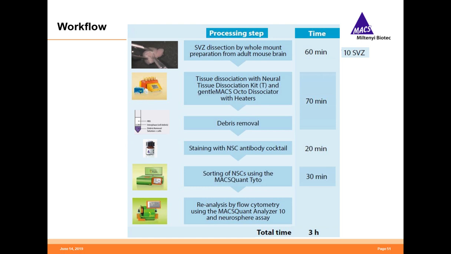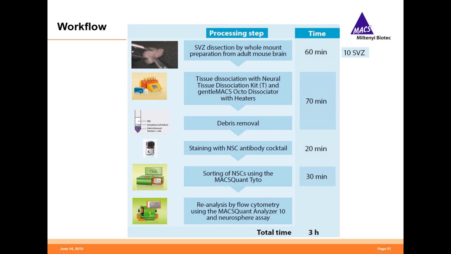The workflow looks like this. So we first dissect the SVZ by whole mount preparation from adult mouse brain. Here we recommend to use the SVZ from 5 mice, so in total 10 SVZ. Then the tissue dissociation is performed with the neural tissue dissociation kit T in combination with the gentleMACS Octo Dissociator with heaters. Afterwards, we have a debris removal step, and then we stain with the neural stem cell antibody cocktail.